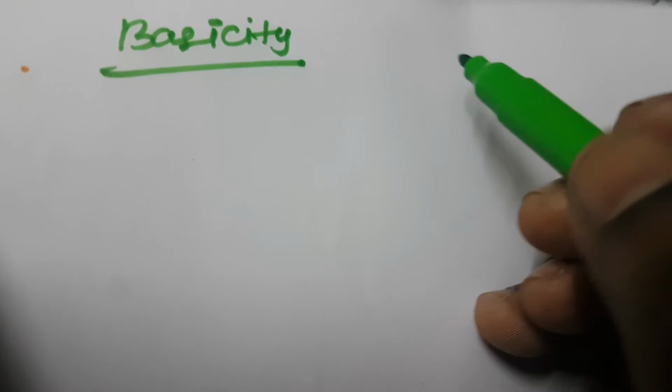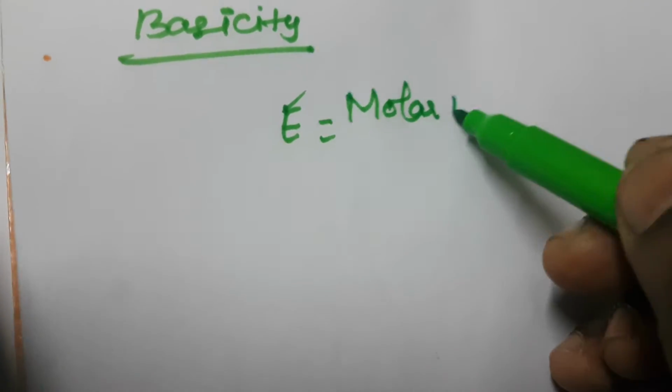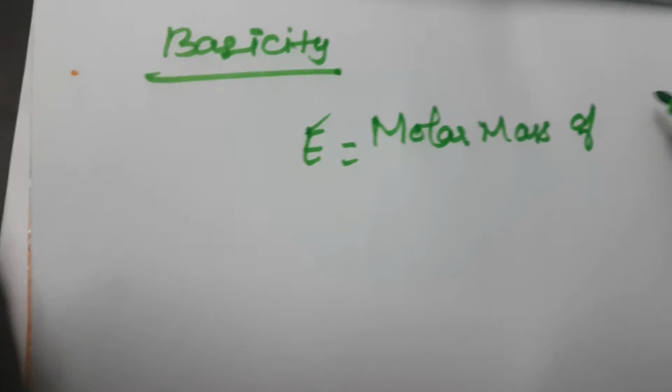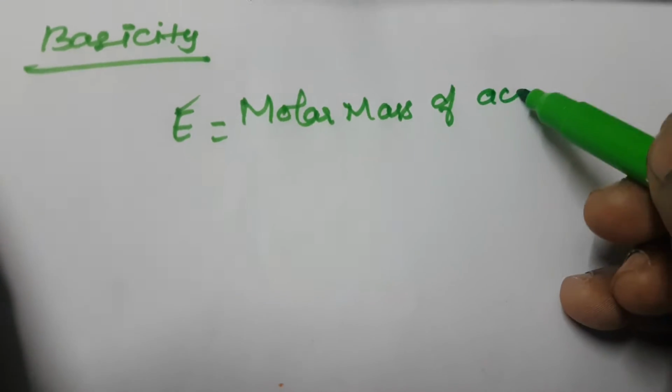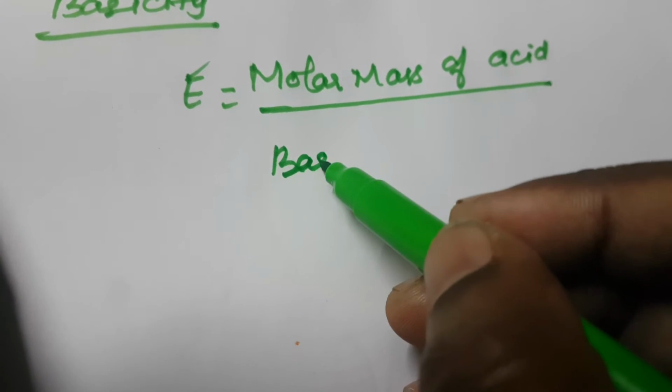Basicity. What is meant by basicity? First, for acids. Basicity is the number of moles of ionisable hydrogen ions in 1 mole of the acid. So the equivalent mass is equal to the molar mass of the acid divided by the basicity of the acid.